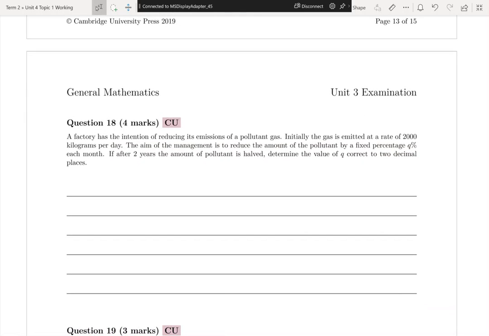And then question 18, we only got 2 to go. A factory has the intention of reducing its emissions of a pollutant gas. Initially, the gas is emitted at a rate of 2,000 kilograms a day. They're trying to halve it. No, sorry, I misread that. The aim of the factory is to reduce the amount of the pollutant by a fixed percentage Q each month. After 2 years, it is halved. So you're trying to figure out what Q is. What kind of problem? A sequence, because you're starting at a value going up or down.